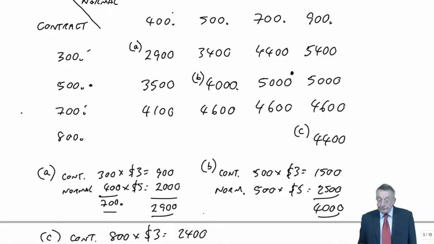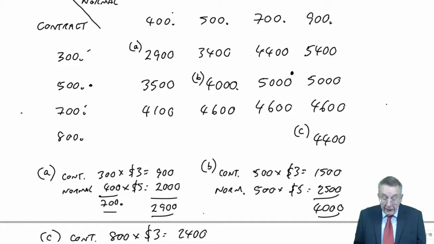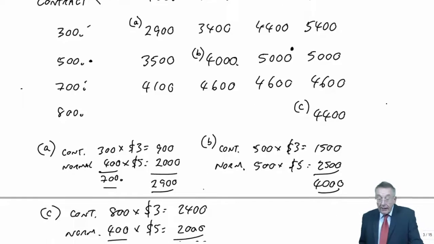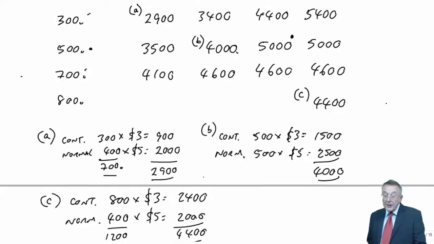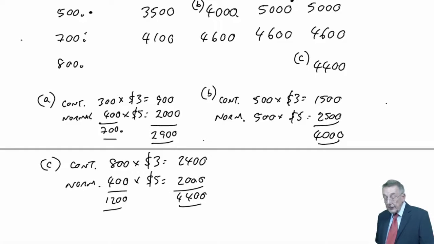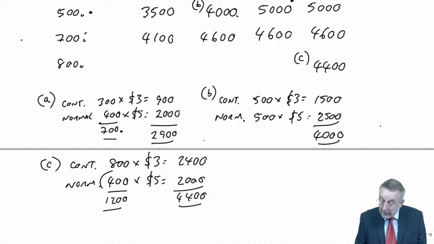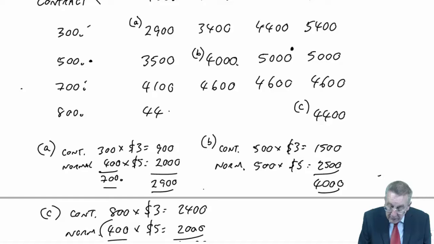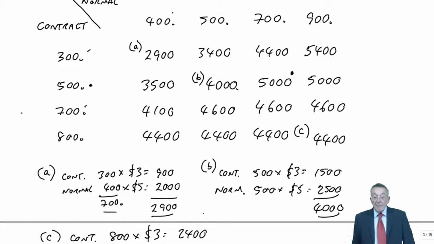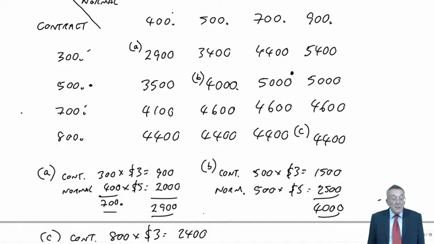And finally, if the contract's 800, then in fact we've already done the workings, because since we can only make 1,200 in total, then however many normal demand, we can only sell them at 400. And so whatever the demand, makes no difference. We'll end up with 4,400. So there we are. That is part A.